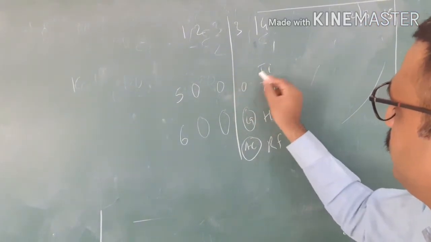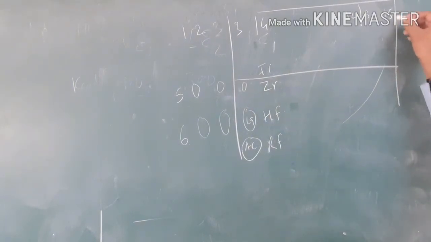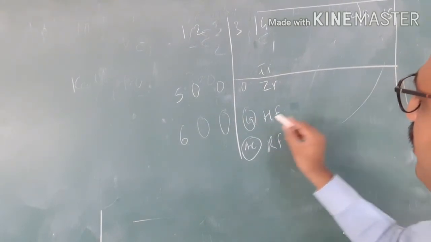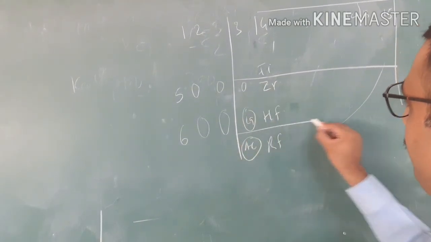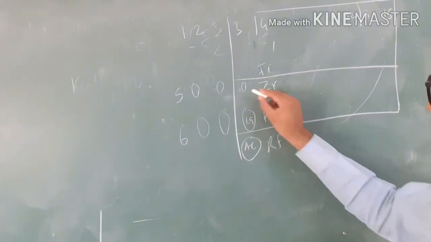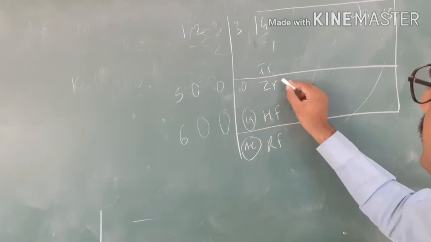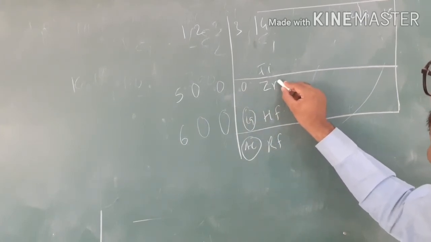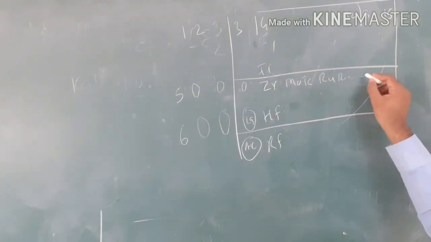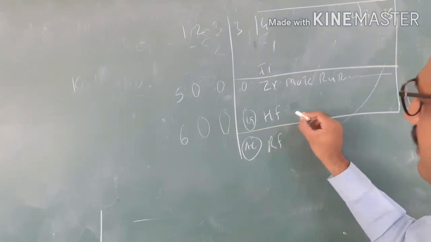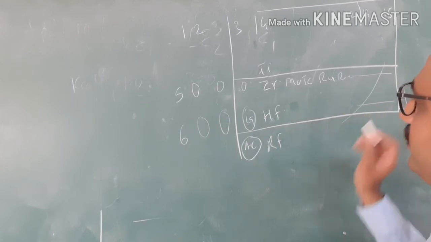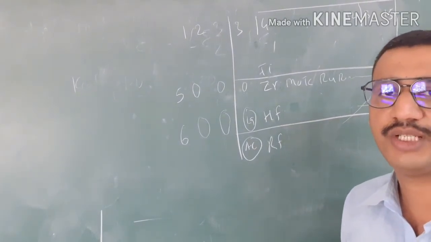Now see students, from group number 3 to group number 15, from period number 5 to period number 6, these elements I want to tell you. Here we have yttrium, zirconium, molybdenum, technetium, ruthenium, rhodium, palladium, cadmium. Like these elements are here. Here hafnium, tantalum, tungsten, rhenium, osmium, iridium, platinum, gold, and some elements are here. So, about their ionization potential value.